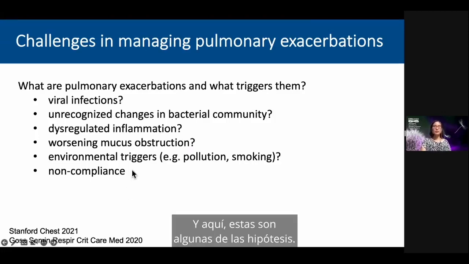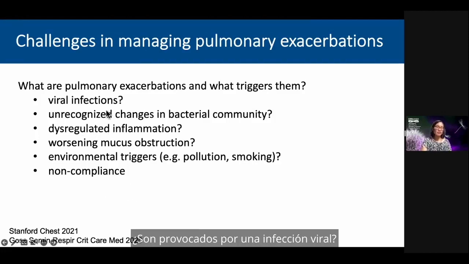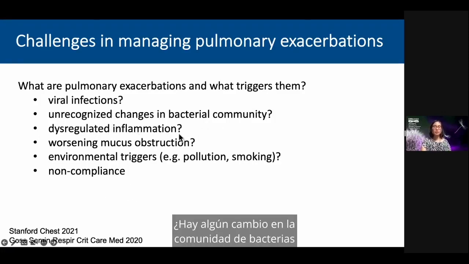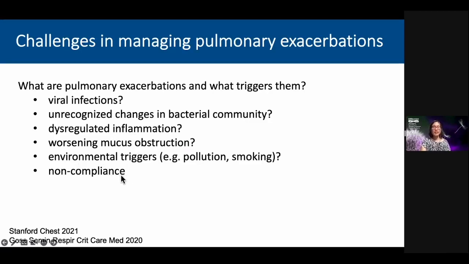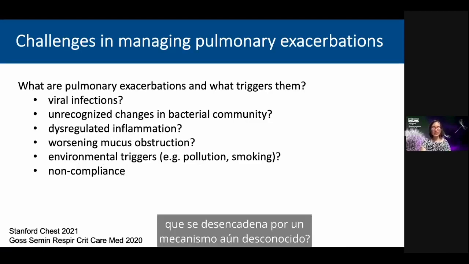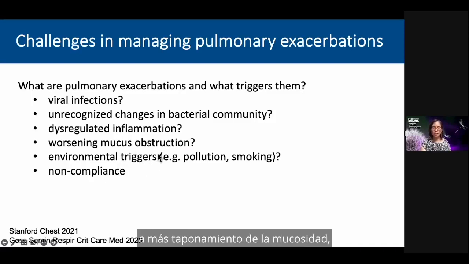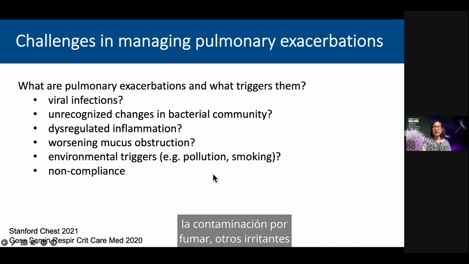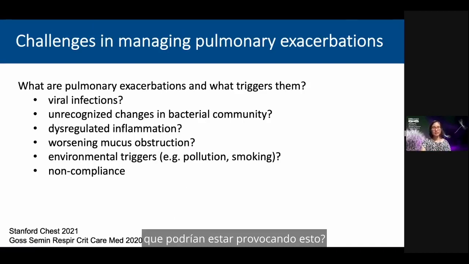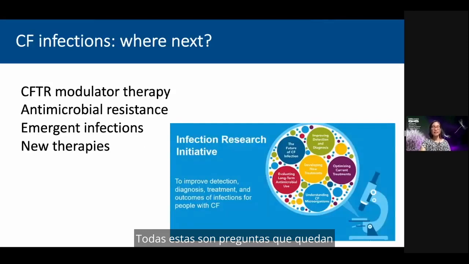And here are a number of the hypotheses. Are they triggered by viral infection? Are there some changes in the bacterial community that are still unrecognized based on the technology we have now? Is there some sort of dysregulated inflammation that is triggered by a yet unknown mechanism? Is there simply more mucus obstruction, or maybe non-compliance that leads to more mucus plugging? Or perhaps there are some environmental triggers, pollution, smoking, other irritants that might be triggering this. These are all questions that are left with no clear answer.